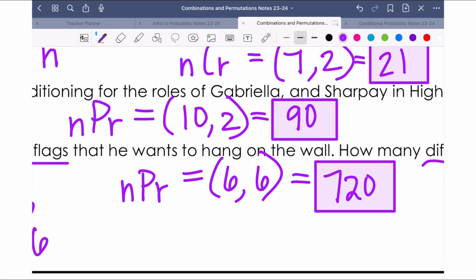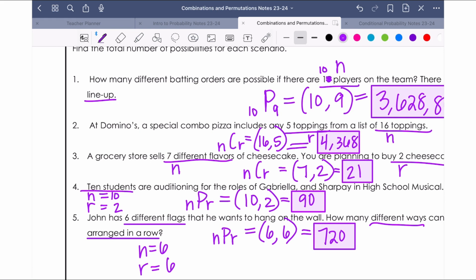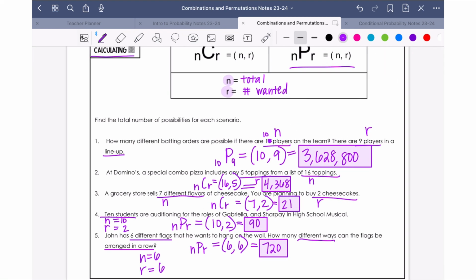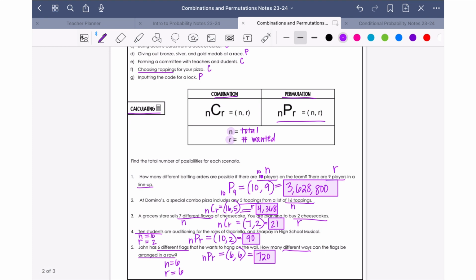Okay. All right, and that's it for combinations and permutations. Remember, the first step is to decide, does the order matter? So go ahead and log into your Delta Math. Do not lose your notes and use a Desmos Scientific.